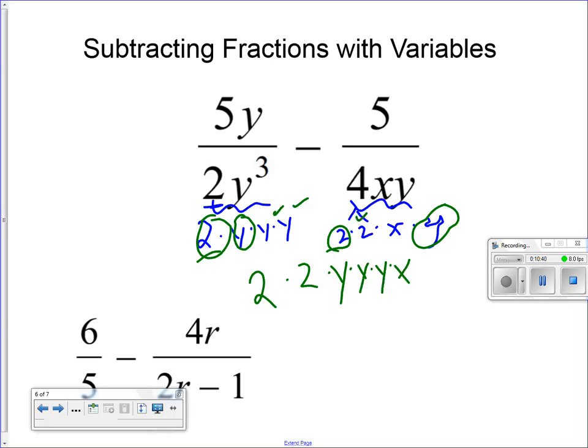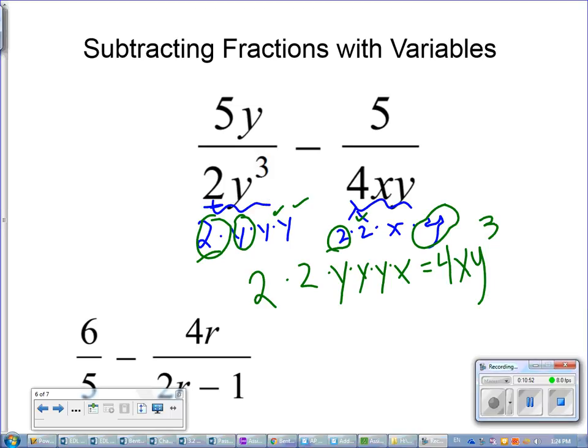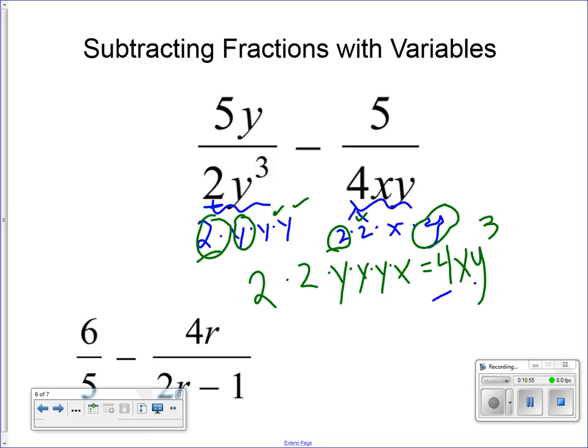So the least common multiple is going to be 4xy cubed. So that'll be our least common denominator. Convention says that we always go in alphabetical order. We're going to put the number first, and then we're going to go alphabetical order, x and then y. So now that we have our least common denominator, we need to multiply by a fancy form of 1. What's missing from 4xy to get to 4xy cubed? 2 more y's. What's missing from 2y cubed? A factor of 2 and a factor of x.